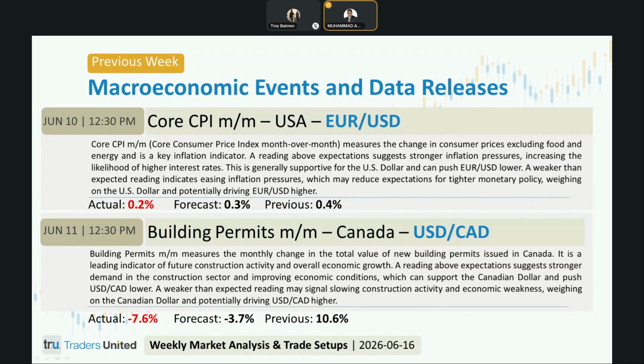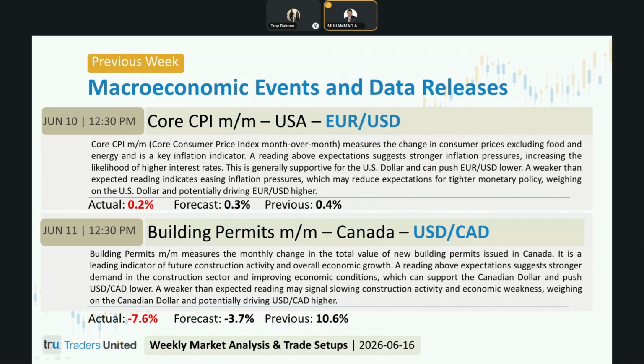The upward move in USD CAD was driven by several key factors: significantly weaker than expected building permits of minus 7.6%, concerns over slowing Canadian economic growth, weaker outlook for housing and construction investment, reduced expectations of Canadian dollar strength, relative resilience of the US dollar during the session, shift in market sentiment toward defensive positioning on Canadian dollar. The combination of weak domestic data and broader US dollar support created strong bullish momentum in USD CAD after the news release.